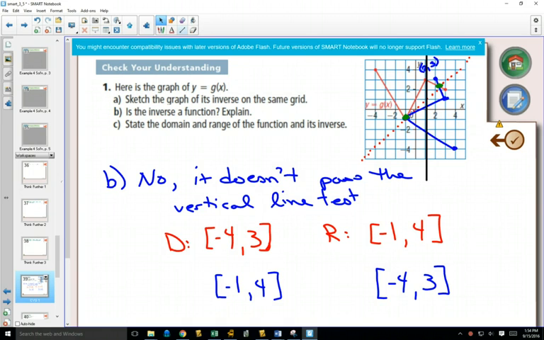Domain and range, because you switch the x and y's, the domain and range just get switched. And that's an important thing to notice, because sometimes they'll do that. They'll say, this is the domain and range. Tell me the domain and range of the inverse without showing you the graph. And all you have to know is that the key thing for an inverse is that the x and y get switched.